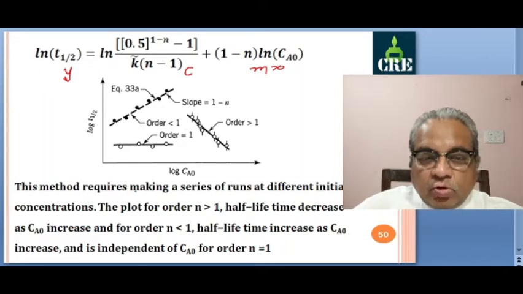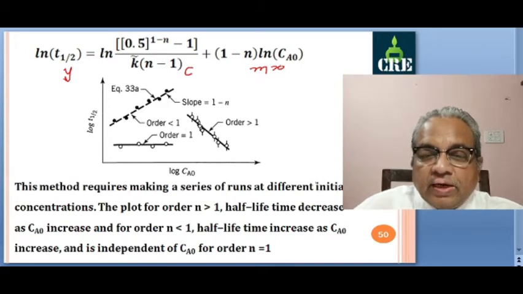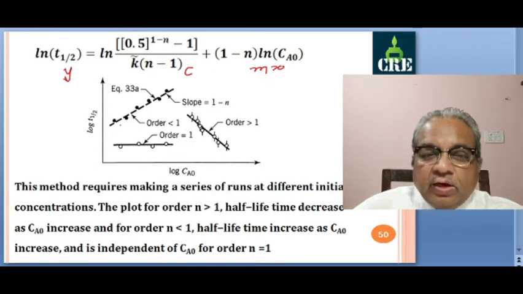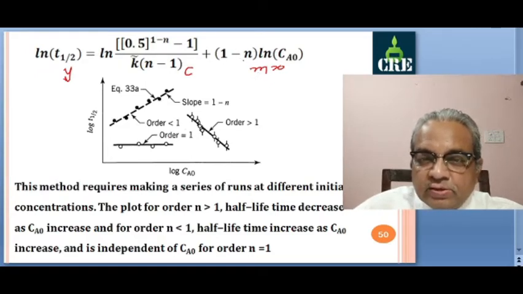Now, if you want to test with this method, you have to make a series of runs at different initial concentrations. So at different Ca0 values, you will carry out the reaction and find out t half. At, say, 5-6 different values of Ca0, we will find this and then make a plot and draw the best fit line, and then the slope m will give you 1 minus n. So if you know the numerical value of this slope, you can calculate n.